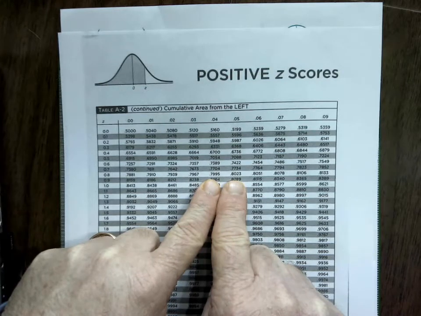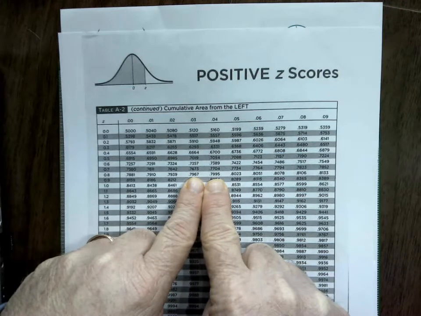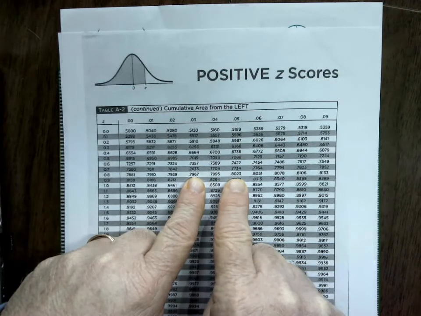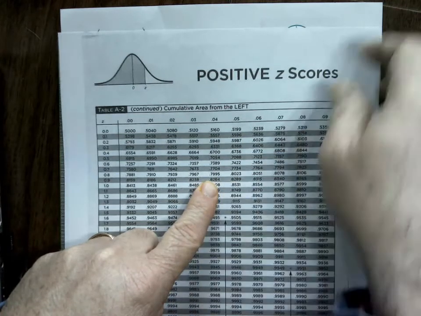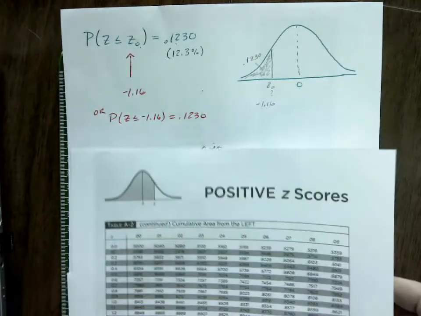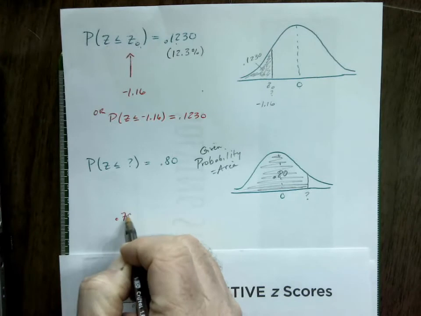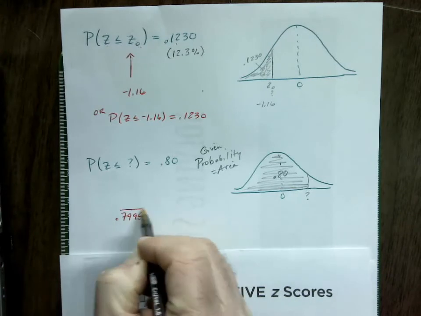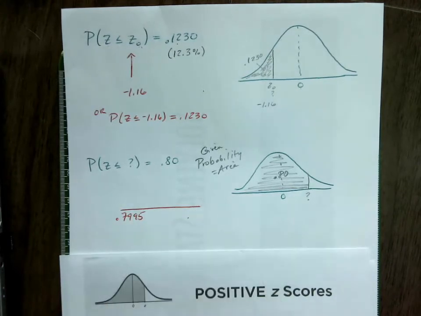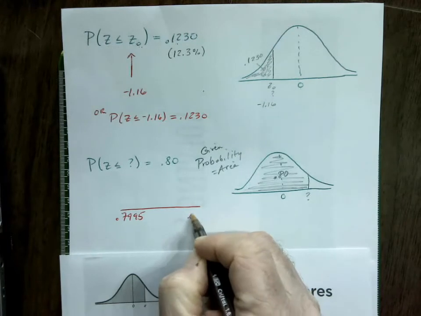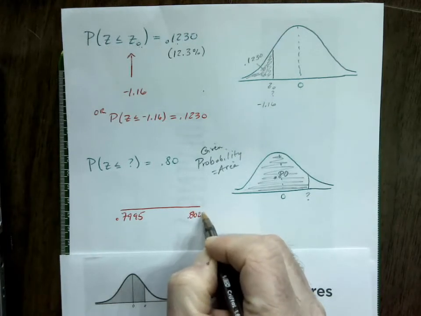This time I have to think about where 0.80 falls closest. So I see that I have two values. I have 0.7995 and 0.8023. So when I think about a number line, let's think about those two numbers. 0.7995 and the other number was 0.8023.